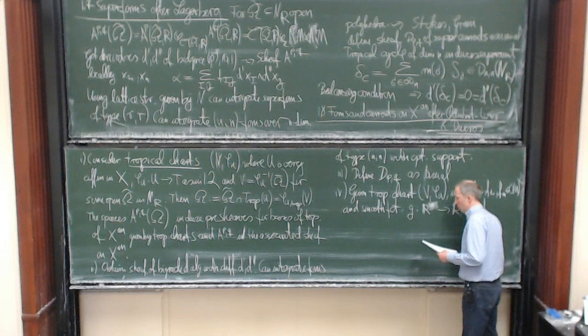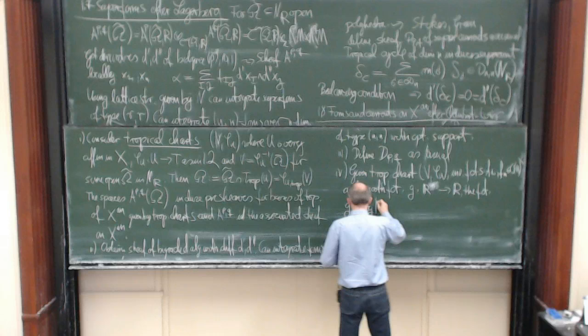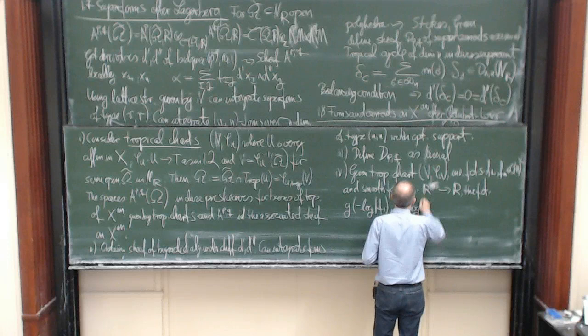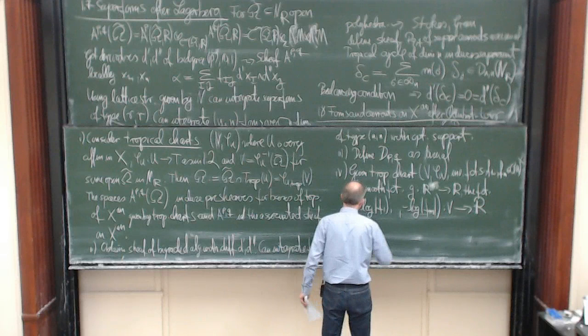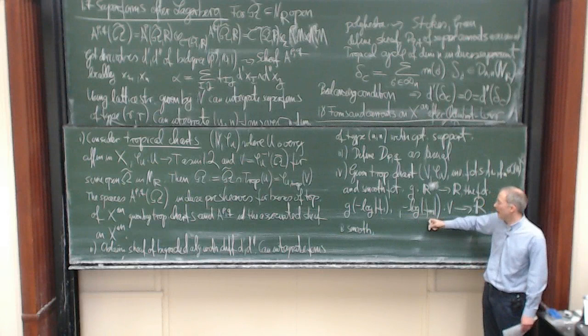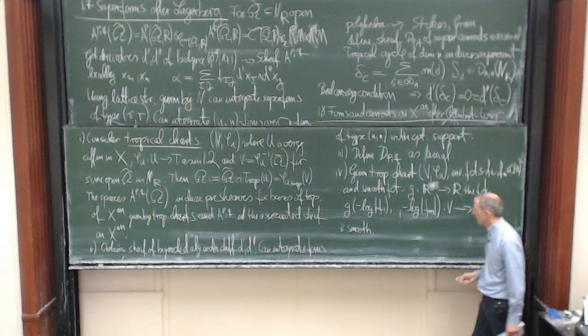Now, what does a smooth function look like? Typically something like g of minus log the norm of f1, ..., minus log the norm of fm, from V to R is smooth. Every time you do this, you get a smooth function. So all the functions which you get this way are smooth. For example, if you look at Green functions or similar things, then you see that these are terms which really come up.